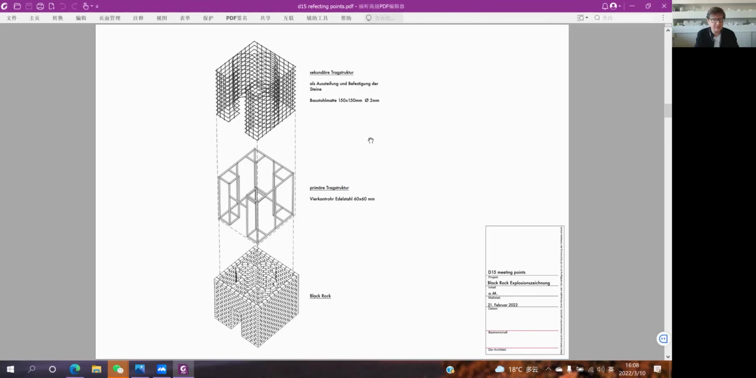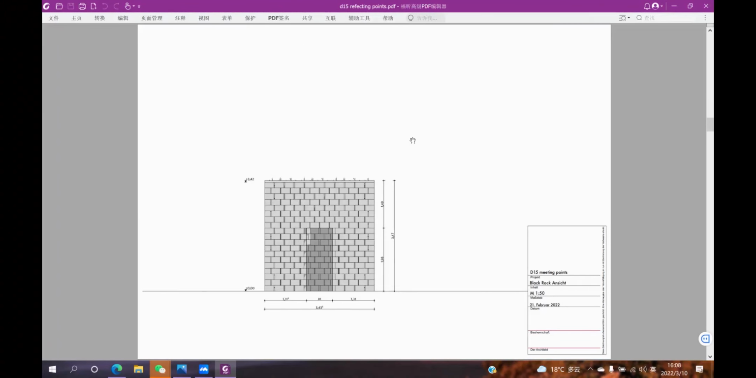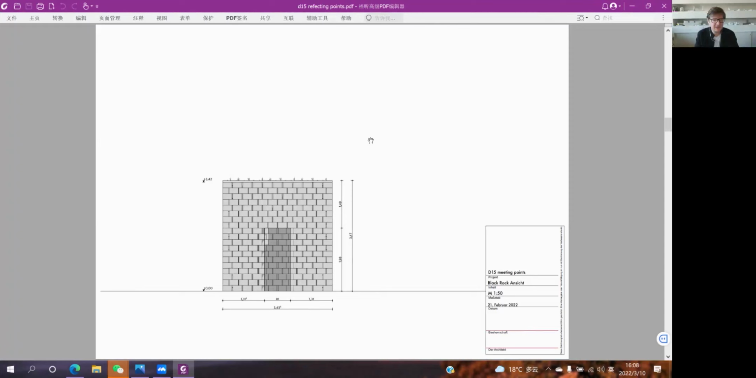Here you can see how the pavilion is structured. So we have a primary structure inside and the mesh structure, which is a secondary structure, and the bricks of the coal outside. These are some elevations.